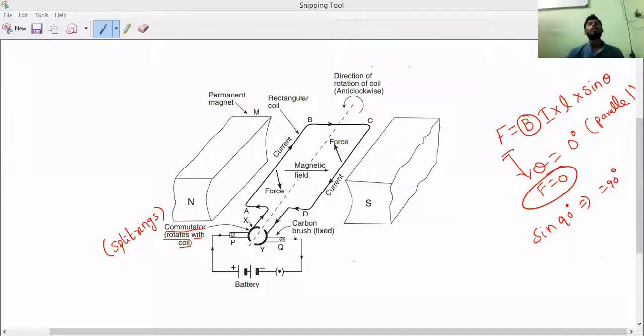They will reverse the current in the rectangular coil ABCD after every half rotation. I will explain what this half rotation means while we are studying and working. So that is what you have to remember.